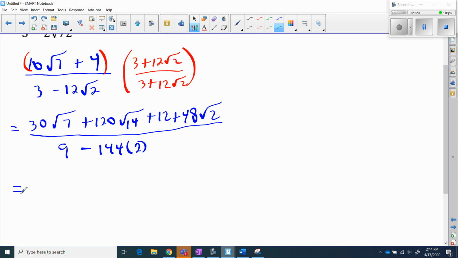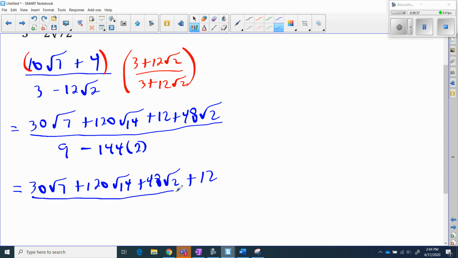So I'm just going to rewrite things. 30 radical 7 plus 120 radical 14. I'm just going to put all the radicals together, and then I'll just tack the plus 12 at the end. In the denominator, we have 9 subtract 288. So that's going to be 279. That'd be negative, I guess.